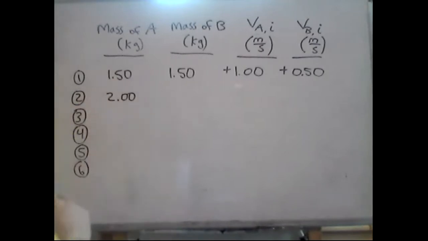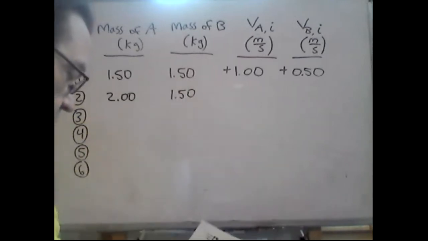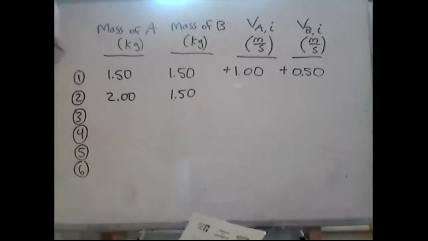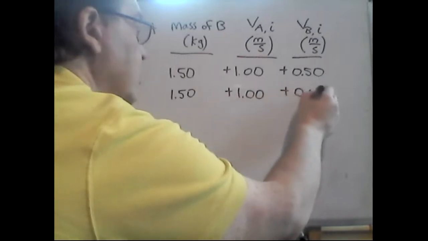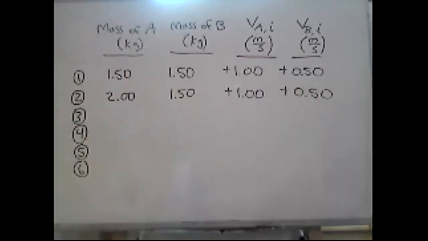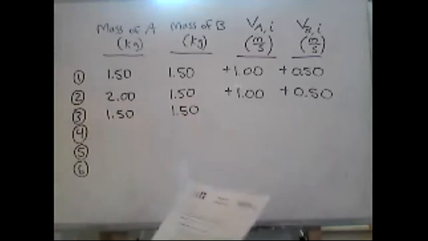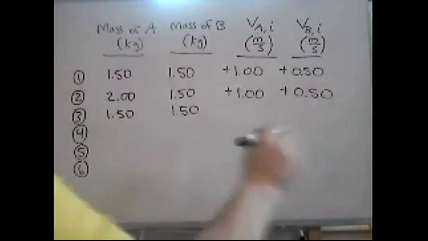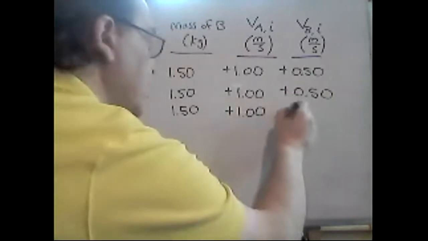The second column, I'm going to let the mass of A be bigger now than B. I'll say mass of A is now 2.00. The mass of B stays at 1.50. And I'm going to imagine here now that the initial velocities are still the same. Positive 1.00, positive 0.50. So again, they're still going in the same direction. What happens when the mass of A is bigger than the mass of B? Let's get the mass of A and B equal again for case 3. Okay, and let's imagine now that the velocity of A is in one direction, 1.00, but the velocity of B is the opposite direction, negative 0.50.